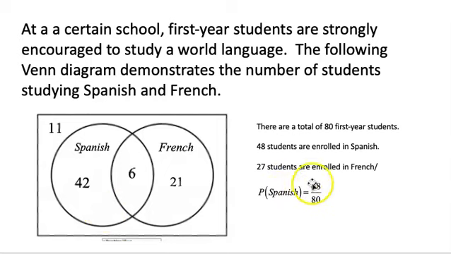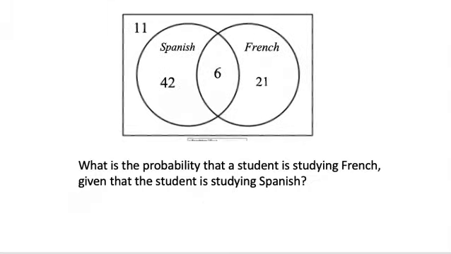So we've got probability of Spanish is 48 out of 80. Probability of French is 27 out of 80. And the both, Spanish and French, is going to give us 6 out of 80. This lesson, though, is on conditional probability, so let's look at building those conditions. So here's the first question I'm going to ask in that regard. What is the probability that a student is studying French given that the student is studying Spanish? Focus on the given statement.